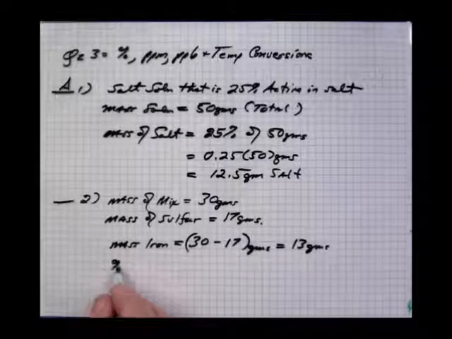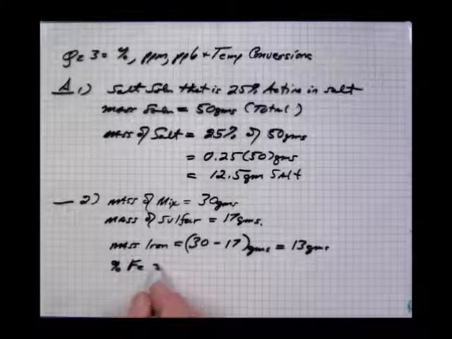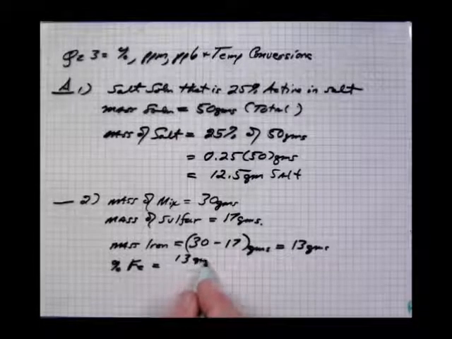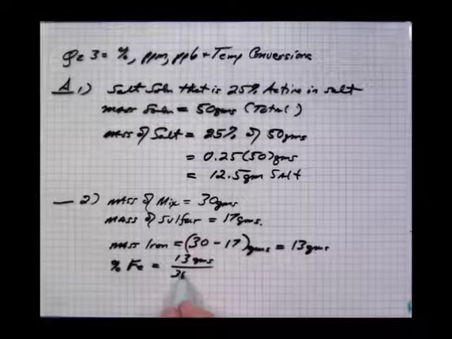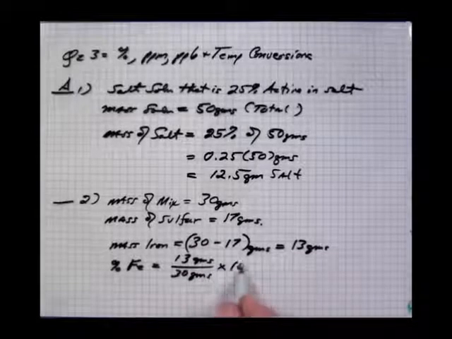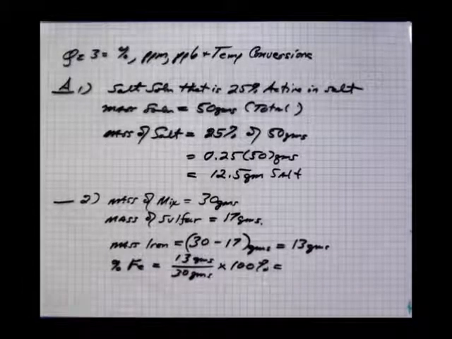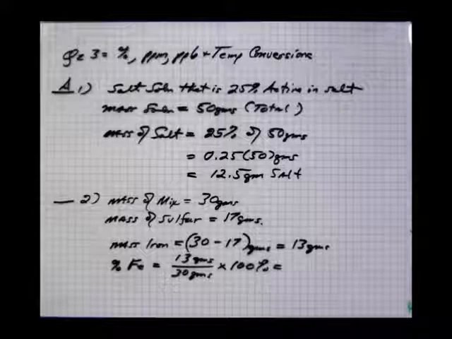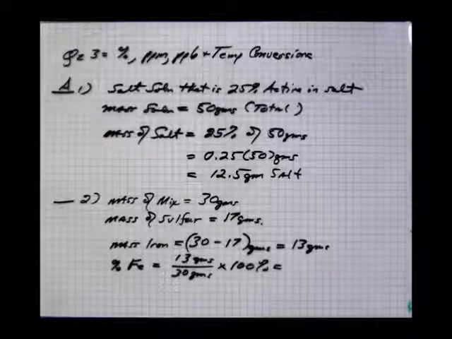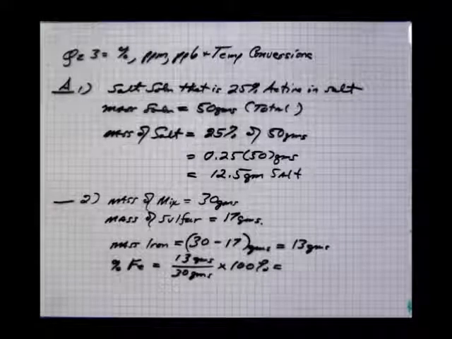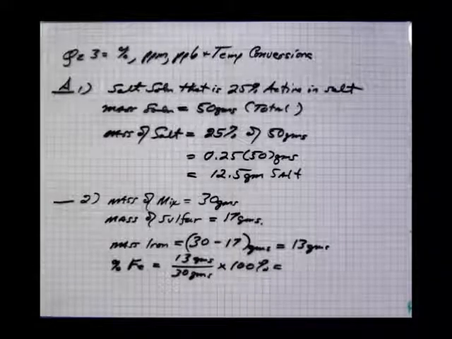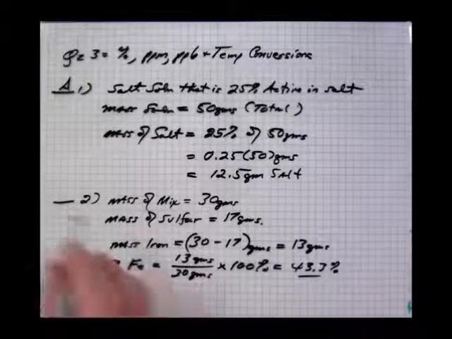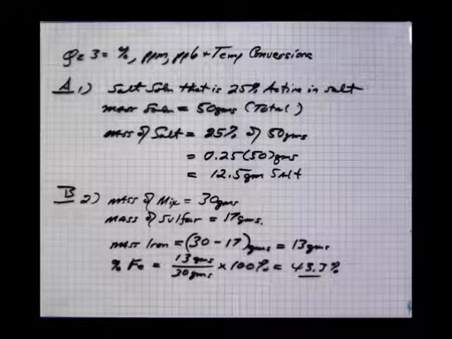So the percent of iron is part over total. The part is 13 grams out of a total of 30 grams times 100%. I got 43.3%, B choice. Any questions then? Okay.